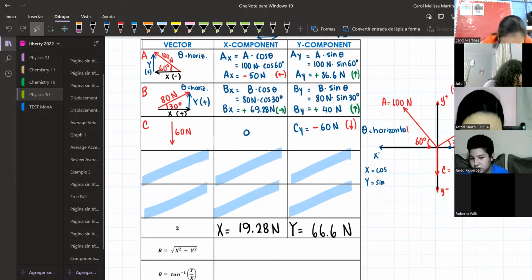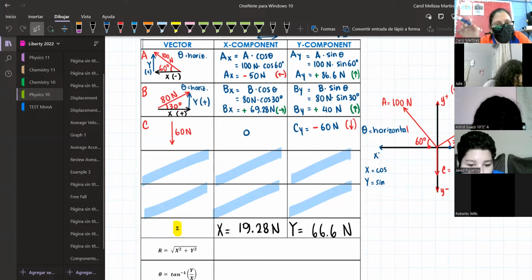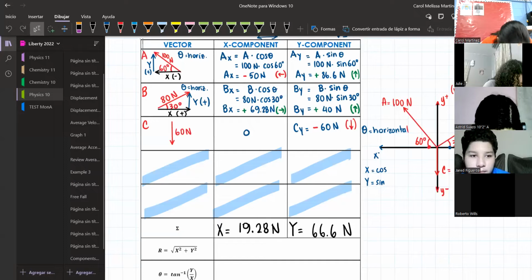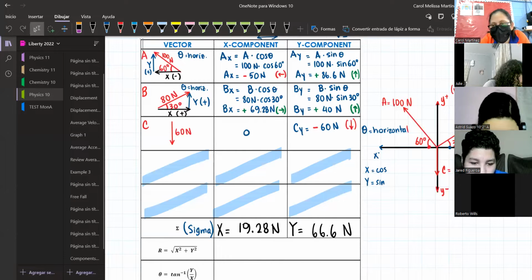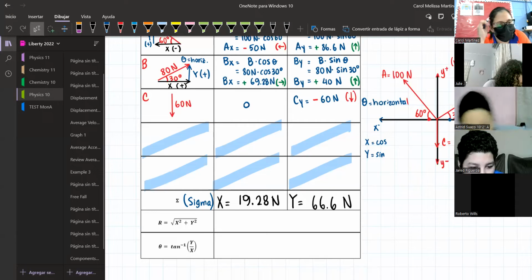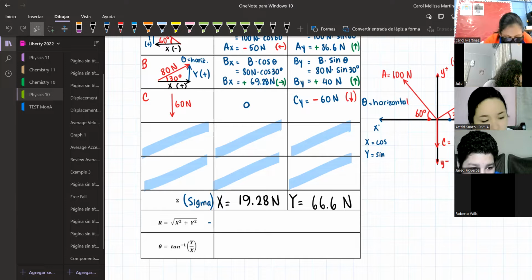Now, this symbol over here represents addition, okay? That you're going to add, and that's what we did. We add the columns. This is a Greek letter that is called sigma, for you guys to know. Now, what comes after are the last two steps that I showed you before, okay? To get the resultant and the angle. So what do we need to do here?